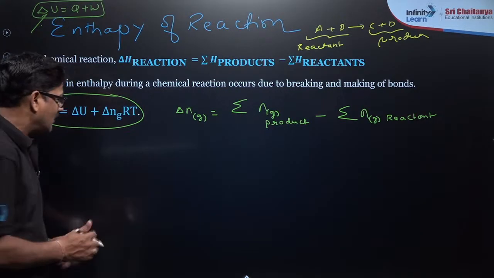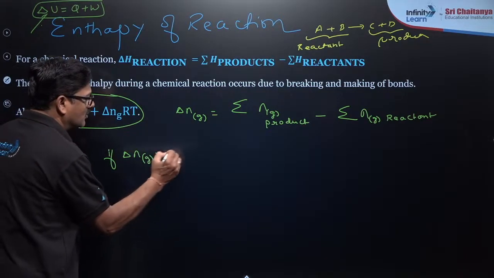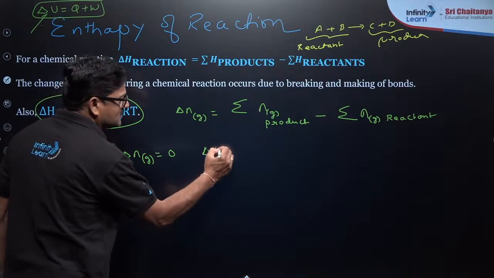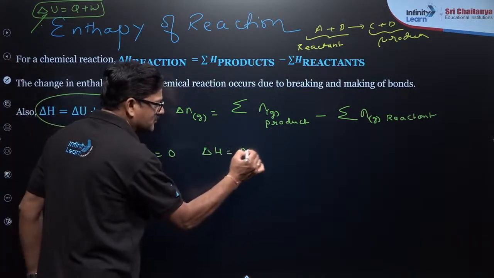In this, अगर delta n 0 होगा तो क्या होगा? Delta H is equal to delta U, ये 0 होगा तो ये दोनों बराबर होगा ना.